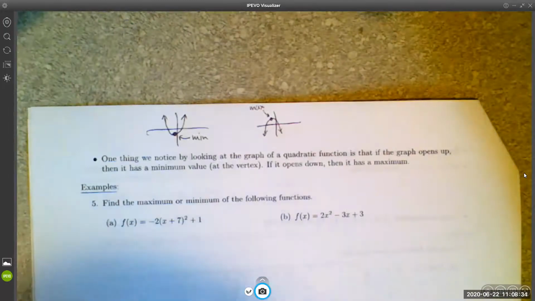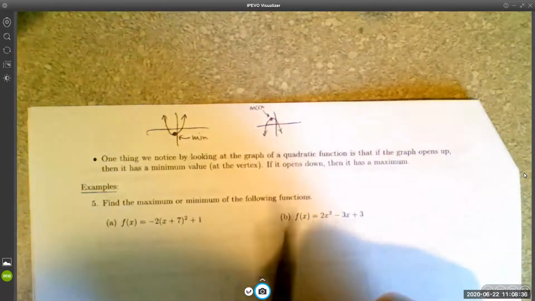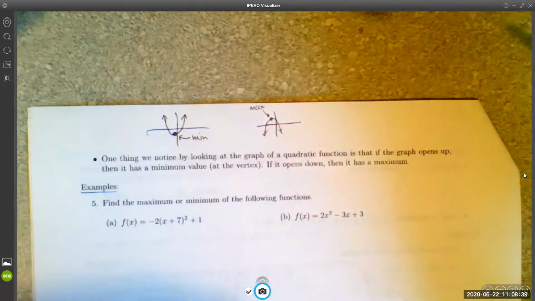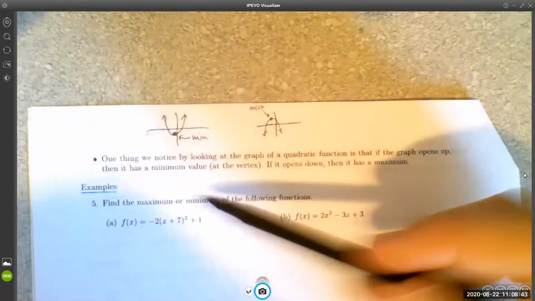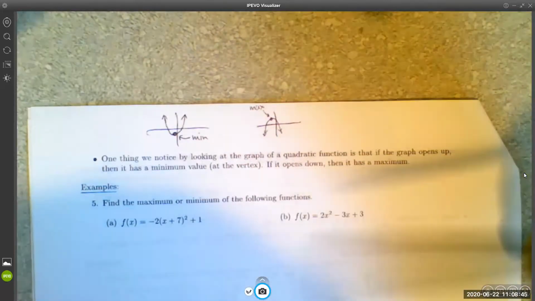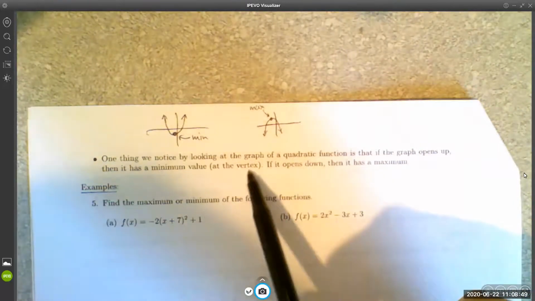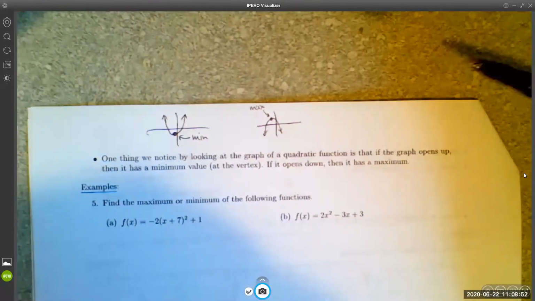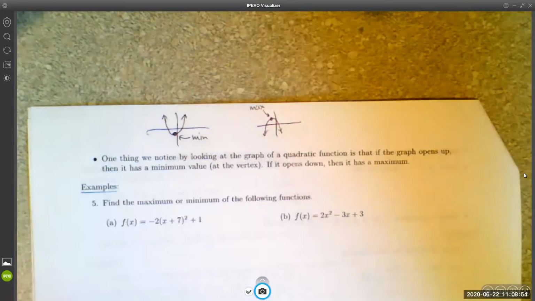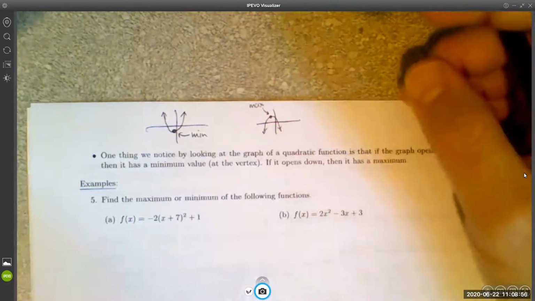So if you have a question that says something like find the maximum or minimum of the function, well, first of all, you know that you're going to have a maximum if the graph opens down and a minimum if the graph opens up. But then second of all, to find that maximum or minimum is the same thing as just finding the vertex of the parabola. So let's practice doing that.